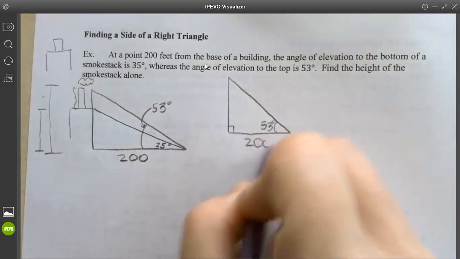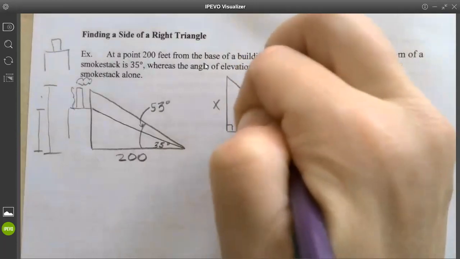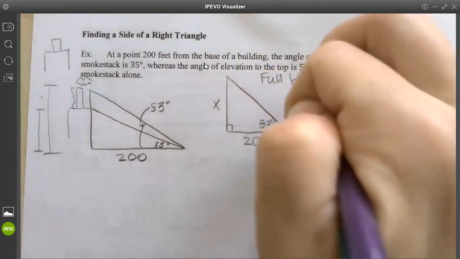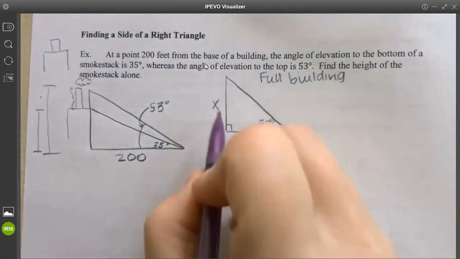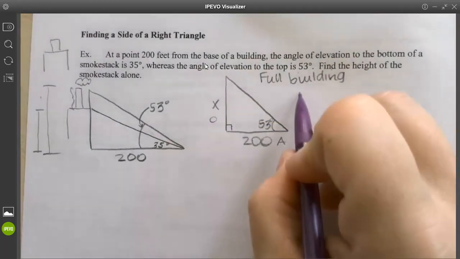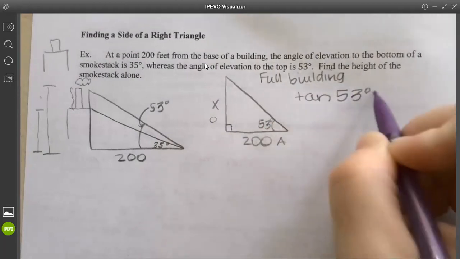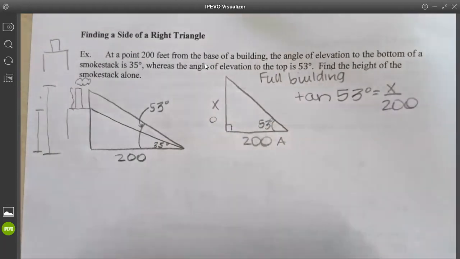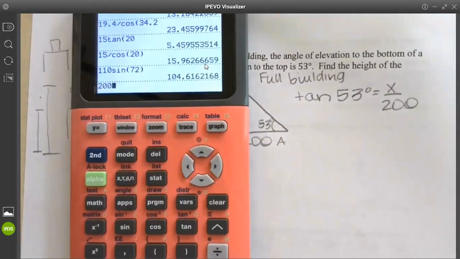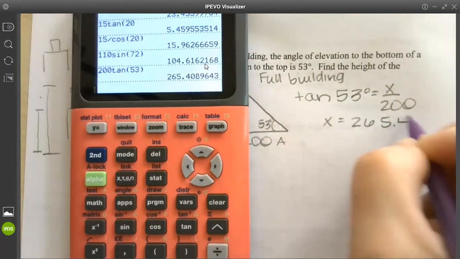53 degrees, 200, full building. How would I find that? What two sides do I have compared to the angle? Deals with tan. Tan of 53 equals x over 200. How do I solve it? 200 tan 53. Make sure you're in degree mode. That gives me 265.41.